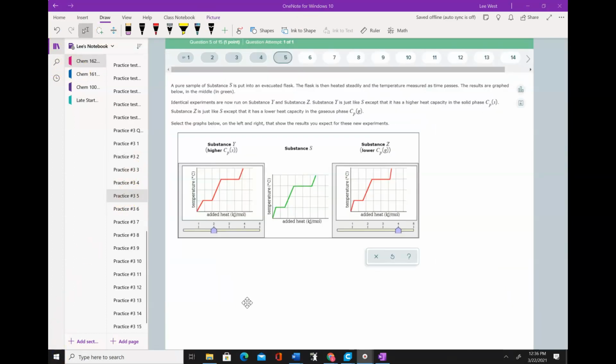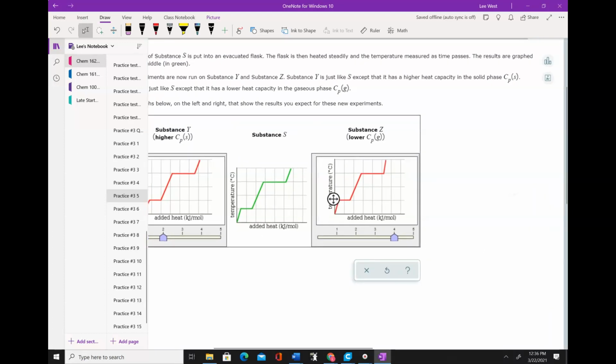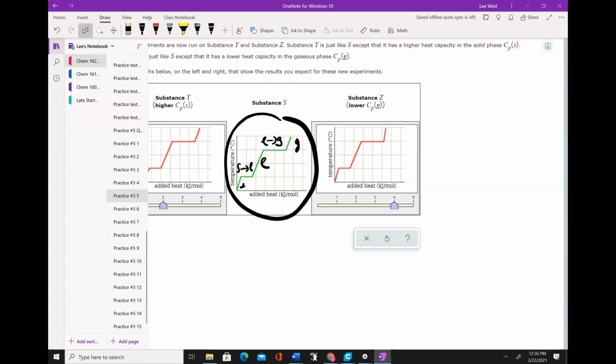Okay, so in this question, we're asked to consider substances S, Y, and Z. So they're going to give us the heating curve for substance S in the middle here in green. And you can see that we're heating up a solid to begin with. And then that solid melts and gets transformed into a liquid. And then we heat the liquid up. And then the liquid begins to boil and evaporate. And we begin converting it to a gas. And then finally, we're heating the gas up. So we have all 5 parts of the heating curve.